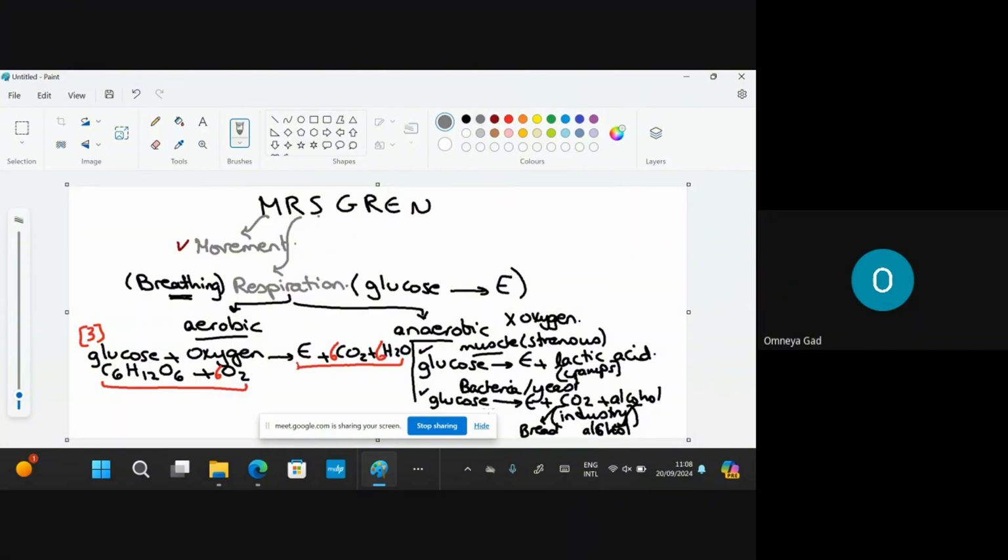What about S? S stands for sensitivity, or it has another word, which is irritability. What is the difference between sensitivity and irritability? They are the same words with the same meaning. But let us take first three words. These three words, we are going to use them to describe sensitivity.